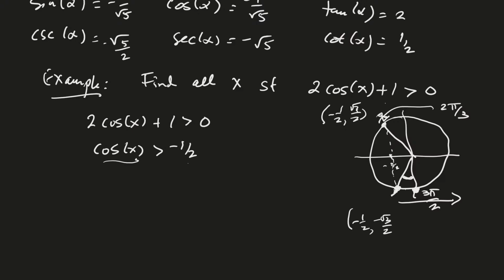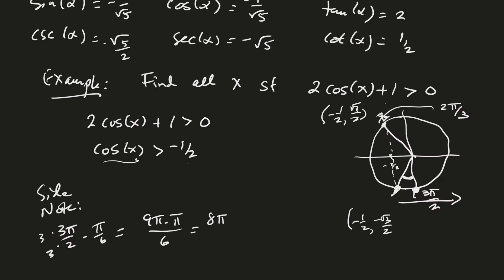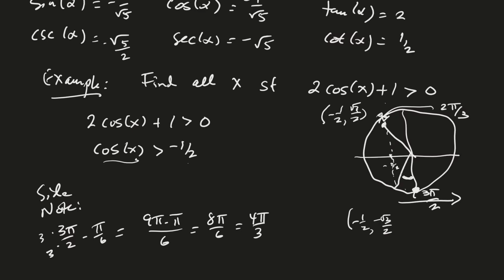So I'm going to make a side note. What is 3 pi over 2 minus pi over 6? Multiplied by 3, 9 pi minus pi over 6, 8 pi over 6, 4 pi over 3. So that is 4 pi over 3. Oops. Oh no, my circle went away. Okay, that angle is 4 pi over 3.